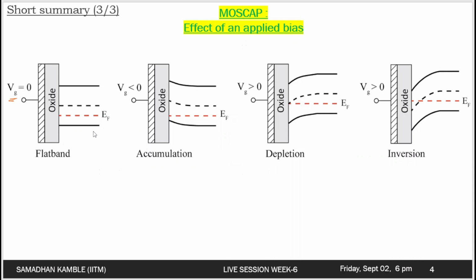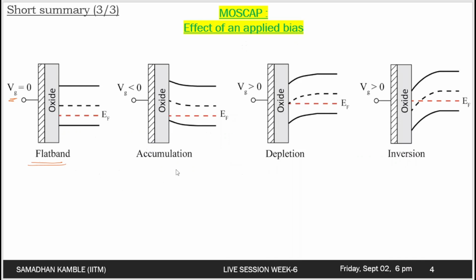As you can see, the Fermi level is close to the valence band. The application of the gate voltage Vg leads to these different biasing conditions. So let us consider each one by one. First is the flat band condition. In an ideal MOS cap, when Vg is equal to 0, that is, when we don't apply any bias to the metal side, the Fermi levels of the metal and the semiconductor are perfectly aligned and no band bending occurs at the semiconductor oxide interface. So there is no band bending when the applied bias is 0.